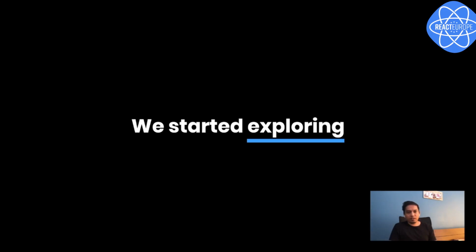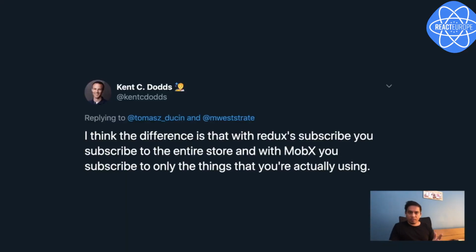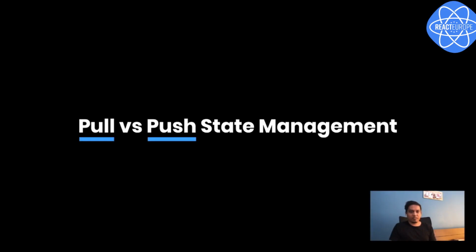So we came across this tweet days after we implemented things, and Kent sums it up really well. To quote, he says that Redux subscribes you to the entire store, whereas on the other side, with MobX, you subscribe to the things that you are actually using. It's not really a choice made by these libraries, but its underlying philosophies of functional or non-functional behavior, or immutability versus mutability.